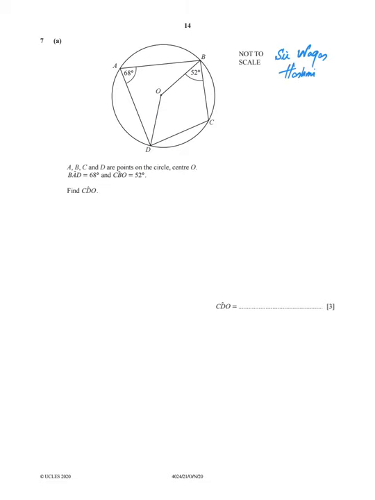Alright, it's question number 7 from the topic circle properties. We need to find the angle CDO. That means we need to find out the angle, this one. Let's call this angle X. Firstly we have a cyclic quadrilateral because all 4 points lie on a circle, right? So I can say that angle A plus angle C equals 180. That is the property. So angle A is 68 plus angle C equals 180, right?